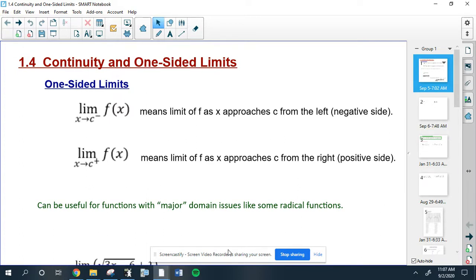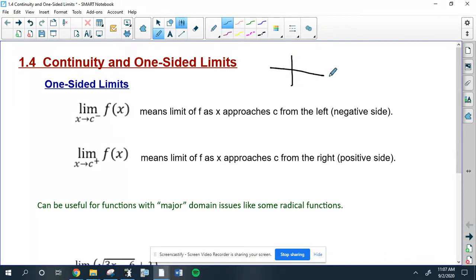Recall how to find a limit, they have to be the same on both sides. Well, for one-sided limits, we're just ignoring one of the sides. So we'll start off with the notation. For one-sided limits, if you have the limit as x approaches c and you see this superscript negative, that means from the left. The reason why it means from the left is because this is the negative side of the x-axis, so you're approaching from the negative side.